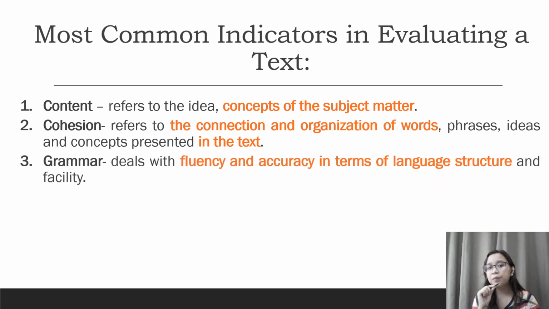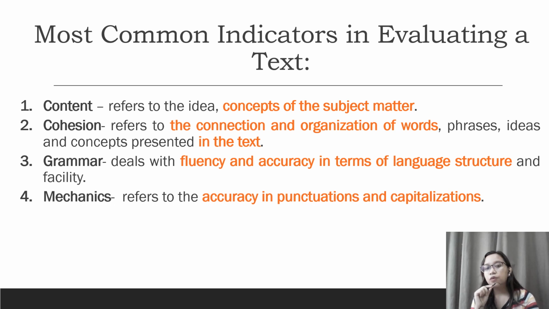Number 3, grammar. So, grammar deals with fluency and accuracy. So, when we are evaluating a text, we would look at the grammar if the language structure is fluent. So if it's free from grammar errors, or we can consider what tense is used. So we may look at the story, and the author is, for example, talking about what happened in the past. Of course, what tense should be used in it? So it should be in the past form, as it is a recall. Number 4, mechanics. So content means concept. Cohesion means connection. Number 3, grammar means fluency. 4, mechanics, it is accuracy.